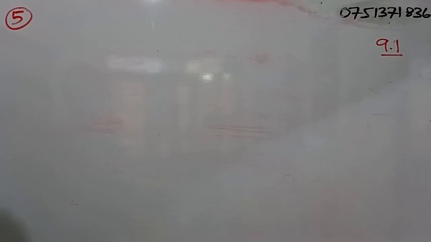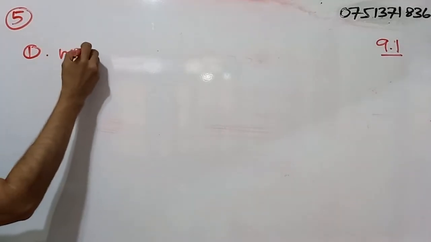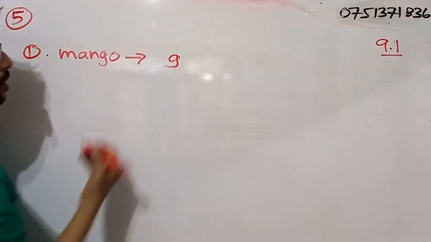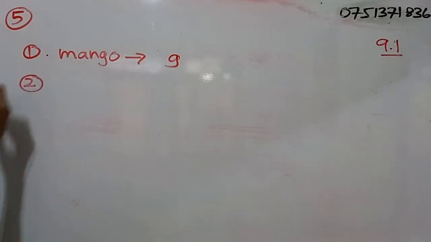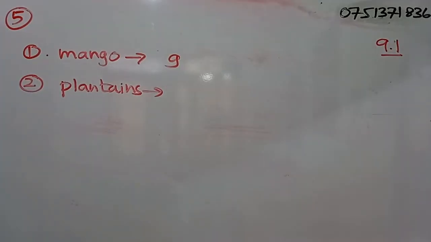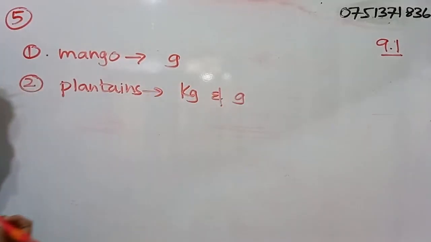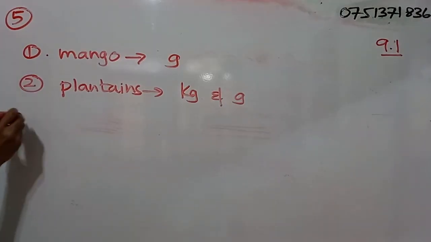Place a correct mark in front of the unit that is used to measure the mass of each item given below. At the moment I'm not going to draw the table. So first one, we have a mango. So mangoes, what is the measurement? Grams. Okay. Part 2, what do we have? A comb of plantains. So we can use what? Kilograms and grams. Right?